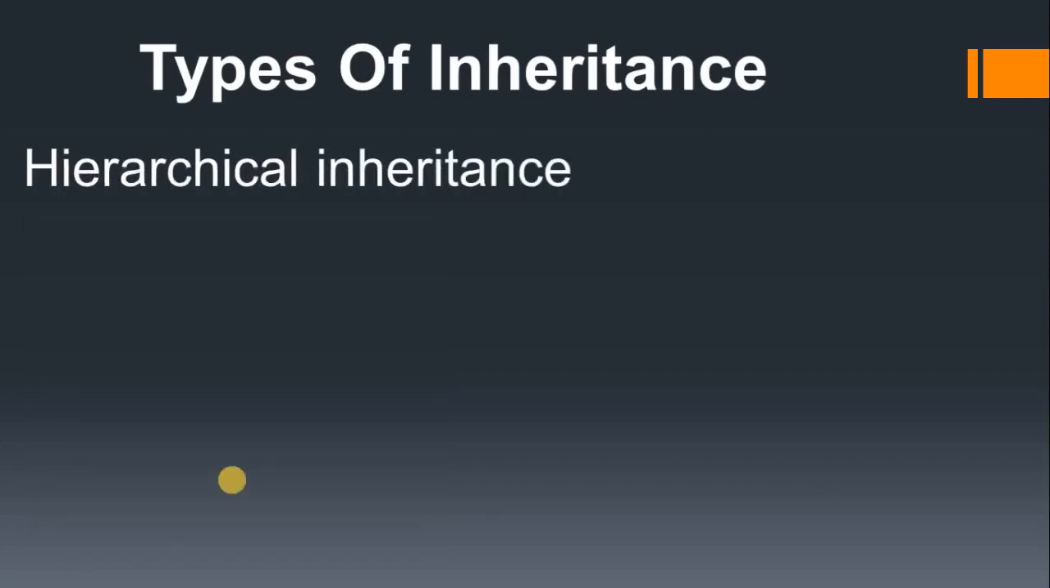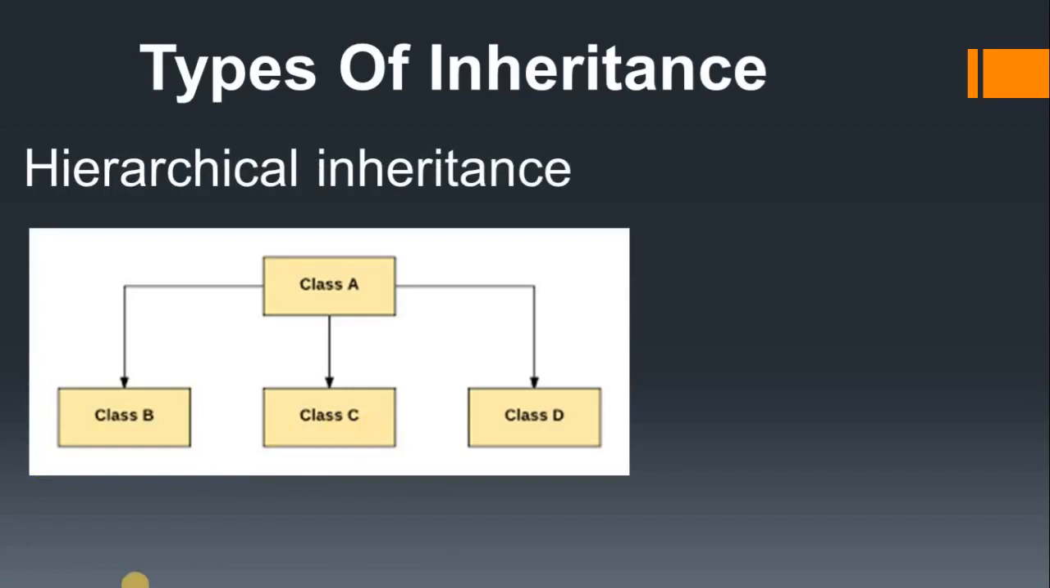Then hierarchical inheritance, quite simple. We use one base class which provides to more than one derived class. So it is just the opposite of multiple inheritance. In multiple we get more than one base class; in hierarchical we get more than one derived class. Keep in mind hierarchical is the opposite of multiple inheritance. Here the derived classes B, C and D have a common option: they can take the data from class A. Once you create the object of B, C and D, they can access the data from class A.